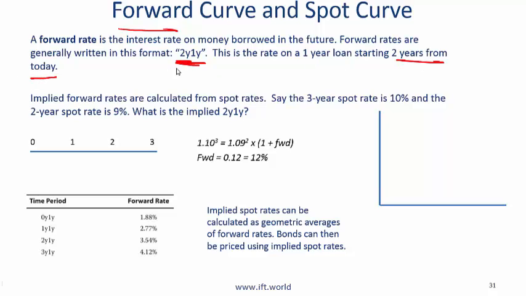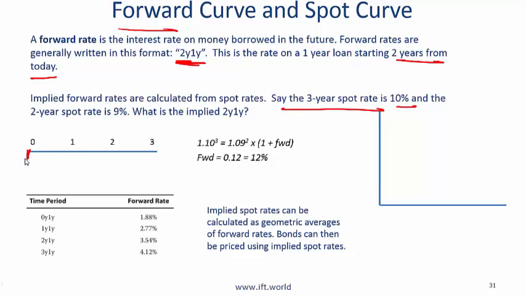So the first 2 is saying that you are going to borrow after 2 years. So you go to your bank and you say that after 2 years I'll borrow, and I will borrow for 1 year. What is the rate? Essentially you are asking for a forward rate, so a borrowing in the future. What you need to be able to do from an exam perspective is calculate these implied forward rates given some other rates. So say the 3-year spot rate is 10%.